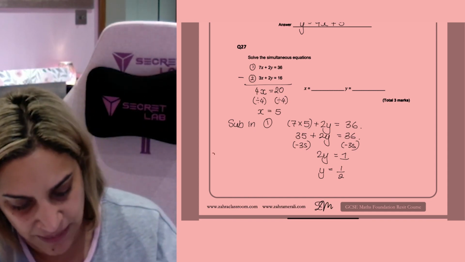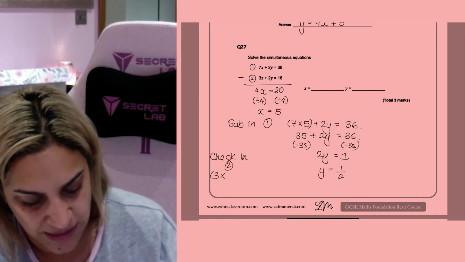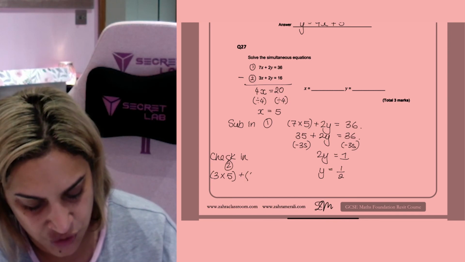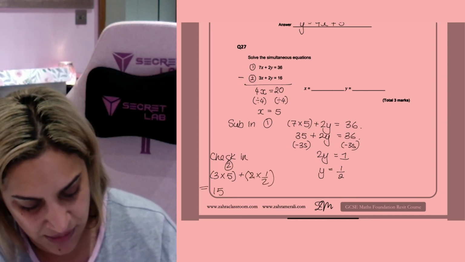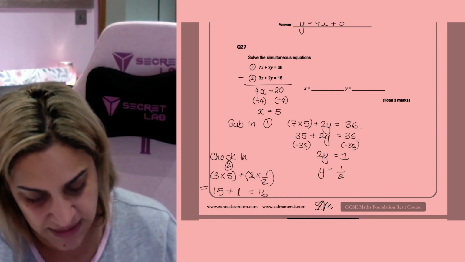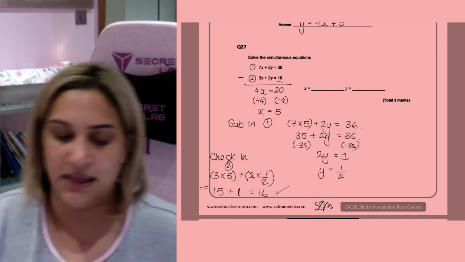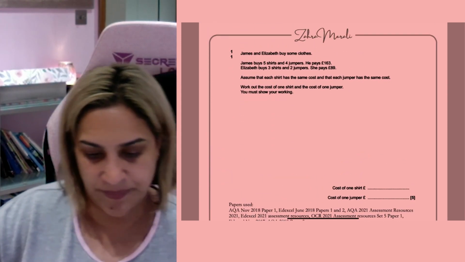However, if you're going to check it manually, you're going to plug it in, you're going to do 3 times 5 plus 2 times a half. 3 times 5 is 15. This is just 2 halves is 1, equals 16. That's also 16, tick. I know for definite I've done it right.